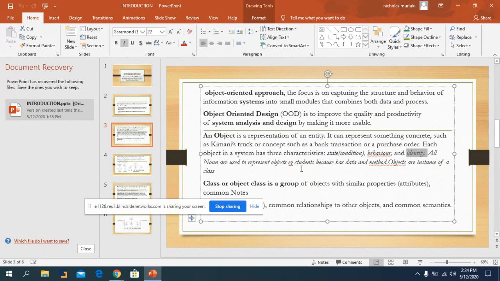So that's why we have said we can try to name other objects. Maybe we have students. A student is in class. Being in class, that is a state of being in class.